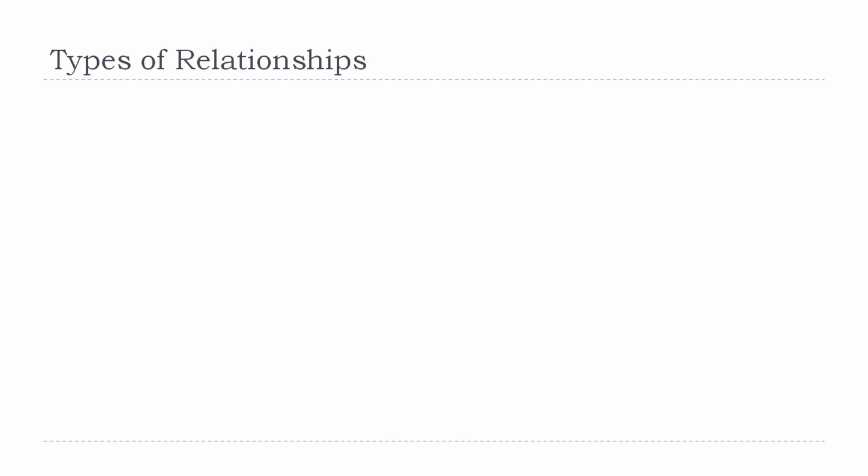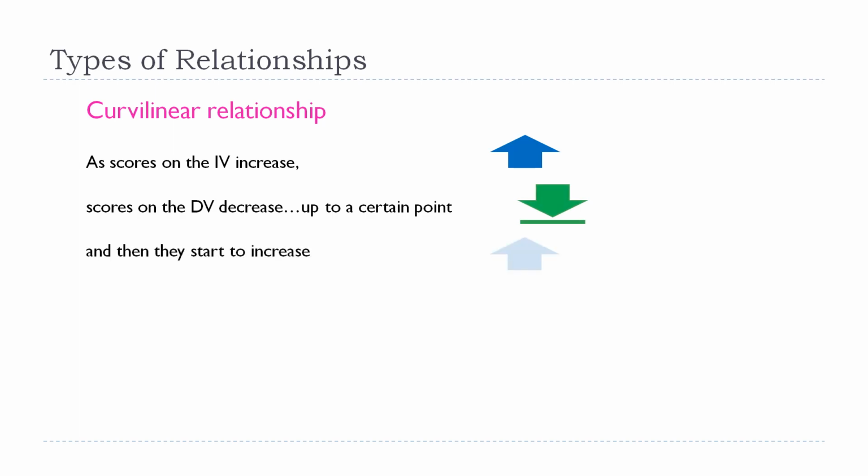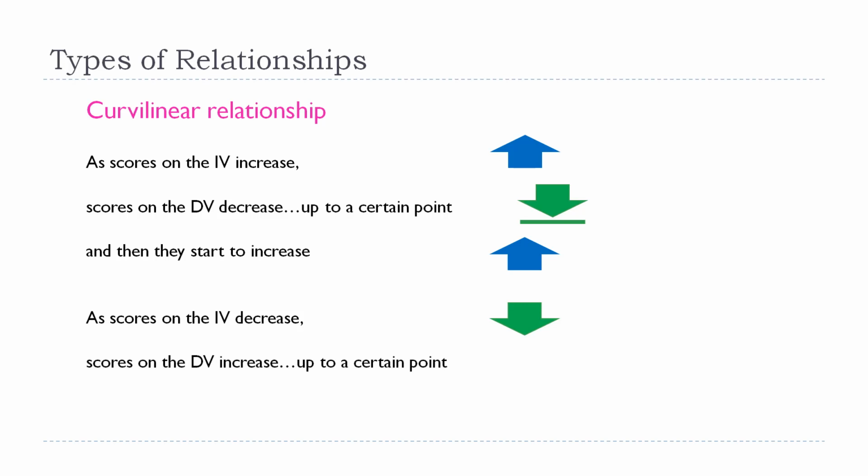Then the last kind of relationship is called a curvilinear relationship. If you look at the word curvilinear, it has part of the word curve in there, right? So that's what it looks like. It's an actual curve. As scores on the independent variable increase, scores on the dependent variable decrease, but up to a certain point, and then they start to increase again. Or as scores on the independent variable decrease, scores on the dependent variable increase up to a certain point, and then they start to decrease again.